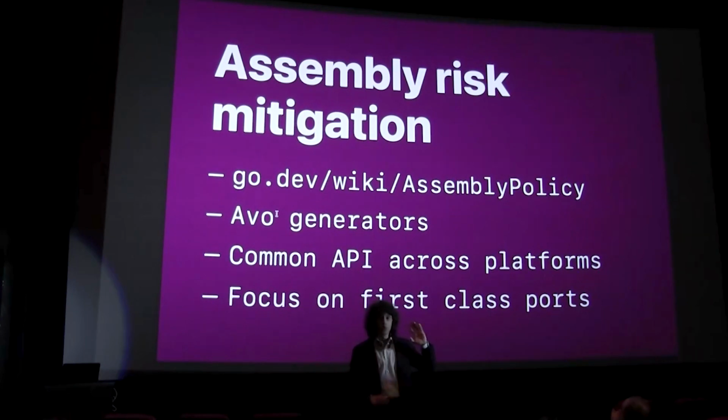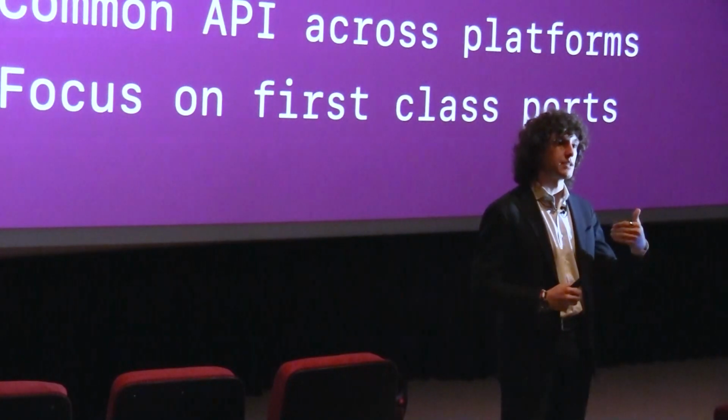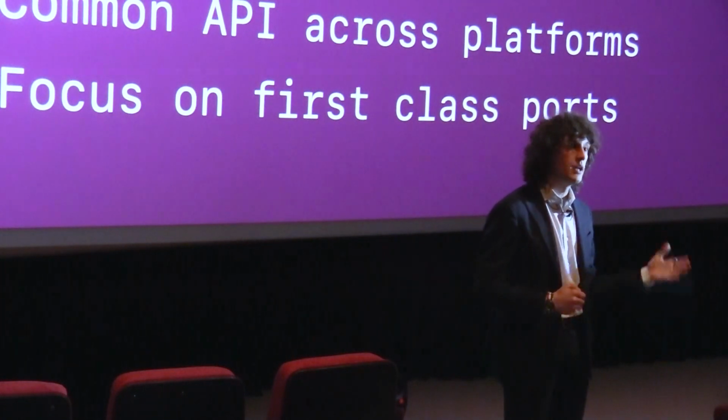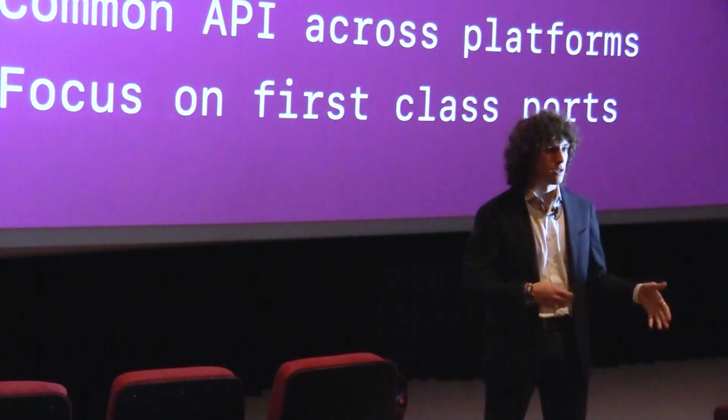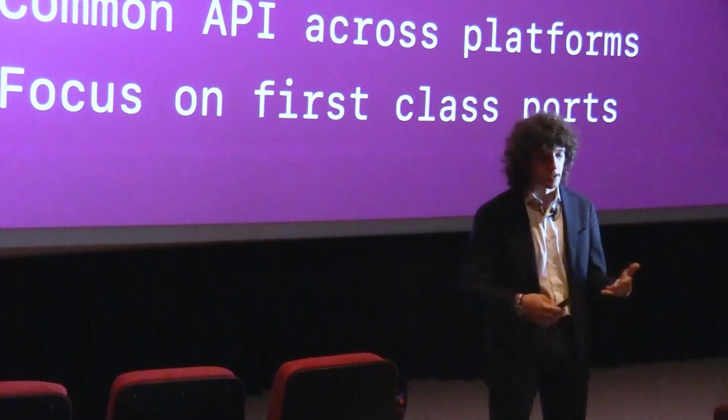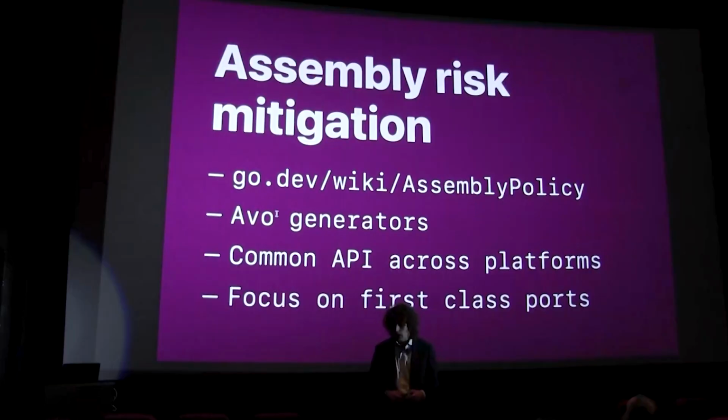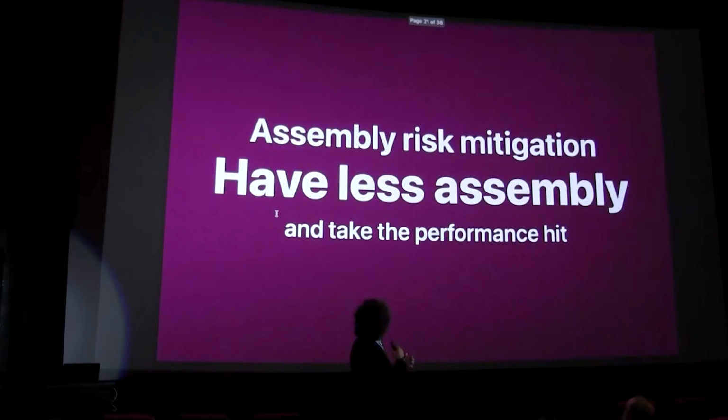Also, we worked to get the same API across all of the assembly on different platforms so that we have a predictable interface with the assembly and can test it consistently. And finally, we focused our efforts on the assembly for ARM64 and AMD64 and left the rest to be maintained by external teams that care about each specific architecture. And also just dropped the 32-bit ones, because if you want fast, use 64-bit; 32-bit is a compatibility target. But really, the main risk mitigation strategy for assembly is to have less assembly.